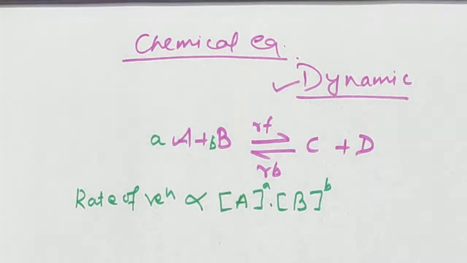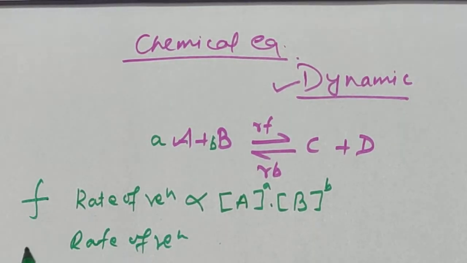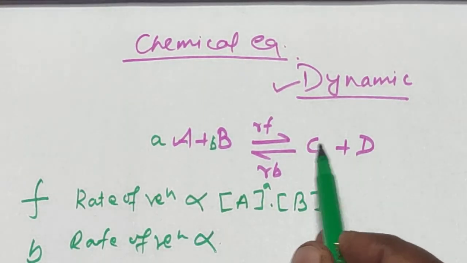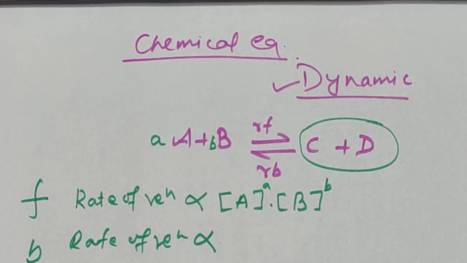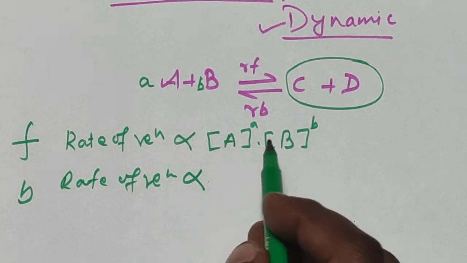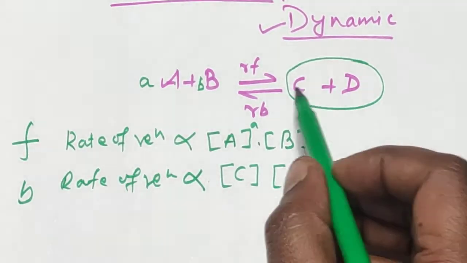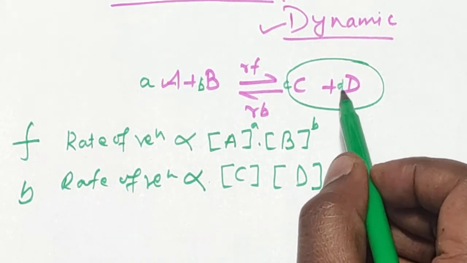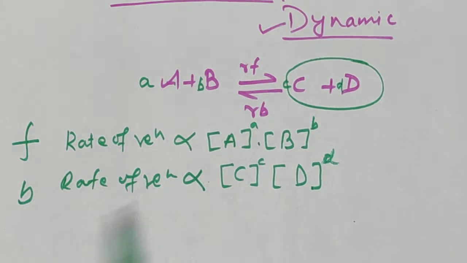Similarly, we have the rate of the backward reaction. So this is for forward and this is for backward. It will also be directly proportional. For the backward reaction, this will be the reactant, and this will be the product for the backward reaction. So in that case, it will be directly proportional to the active mass of C into the active mass of D, where small c and small d are the stoichiometric coefficients.